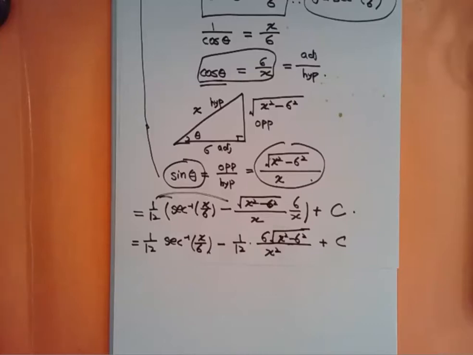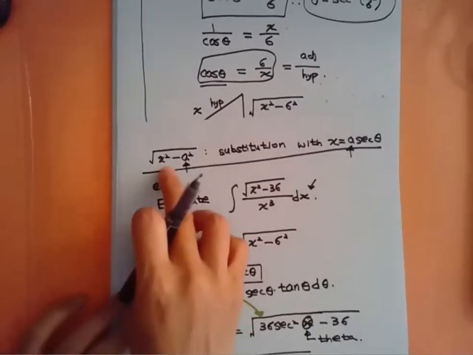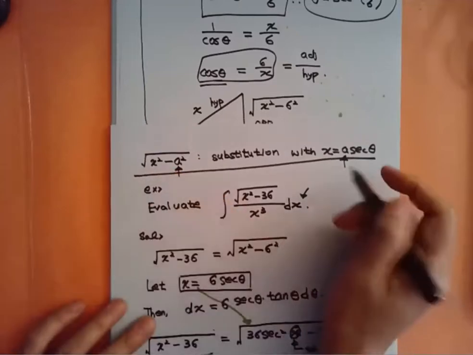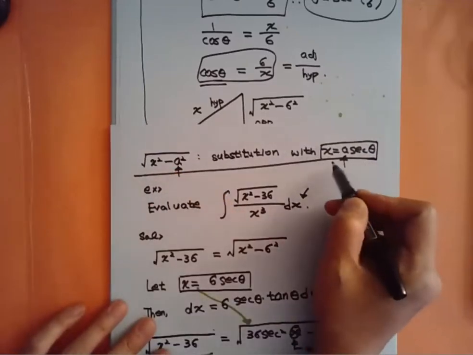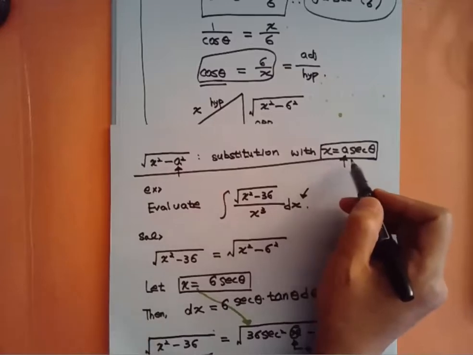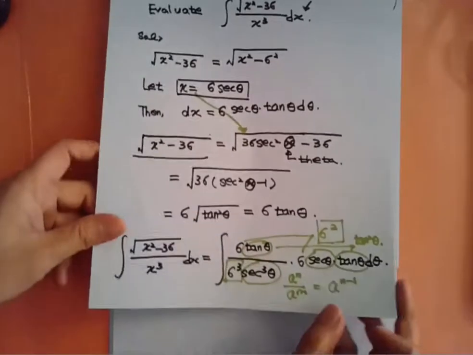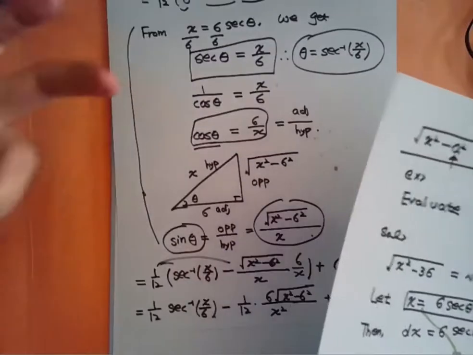Any question? This is a pretty long problem. As I said, if the pattern goes like square root of x squared minus a squared, then strategically, we will write x equals a secant of theta and then proceed the calculation and then substitute back by drawing the triangle.